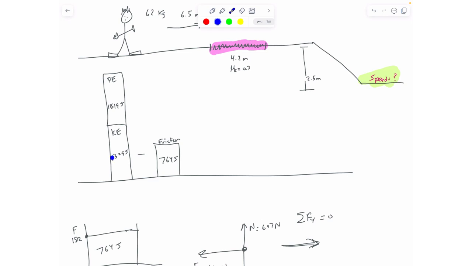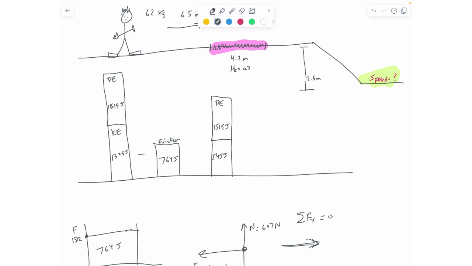right? But then what happens is, well, actually, if you do that, then you'll end up with something that kind of looks like this. So the potential energy is still the same. PE is still the same, 1519. That didn't change. But the kinetic energy is 1309 minus 764, which is equal to 545 joules, okay?